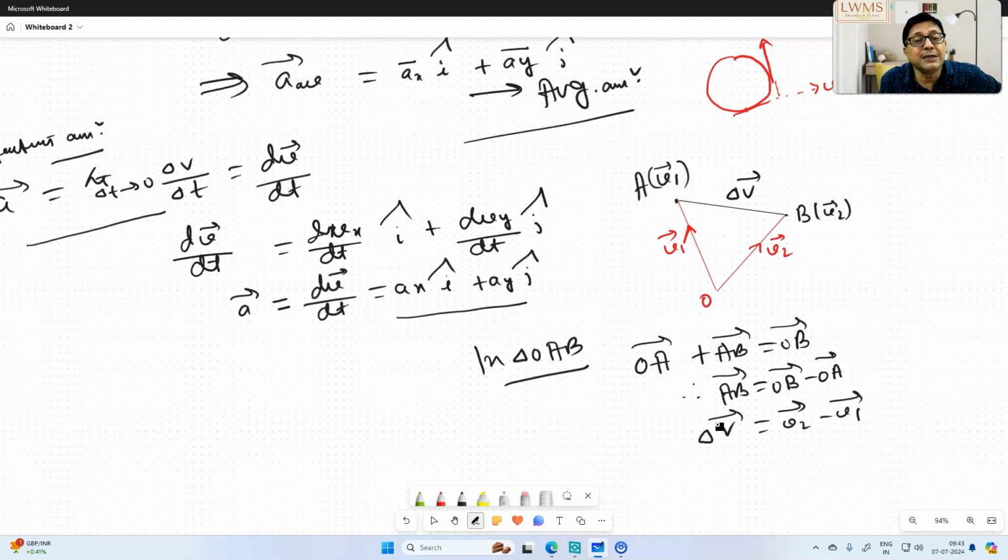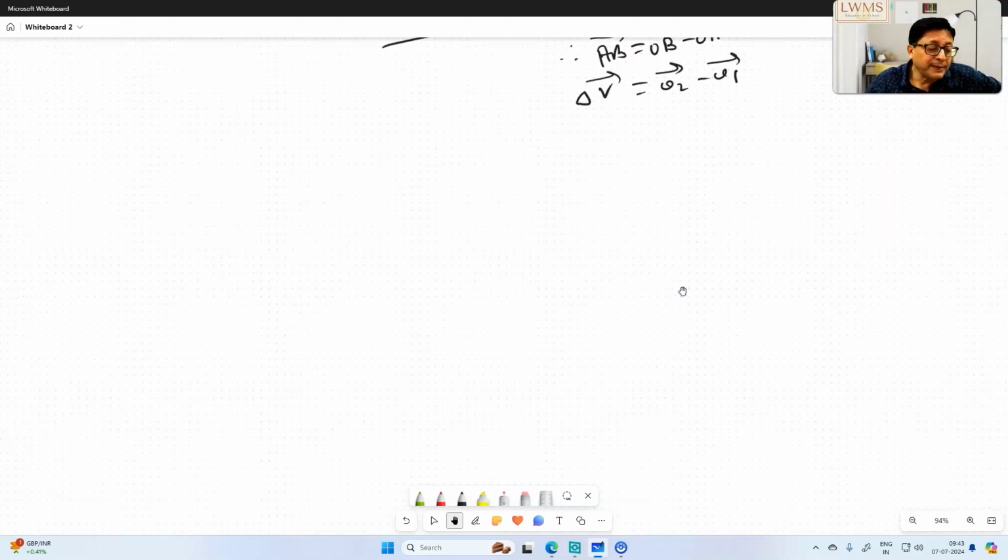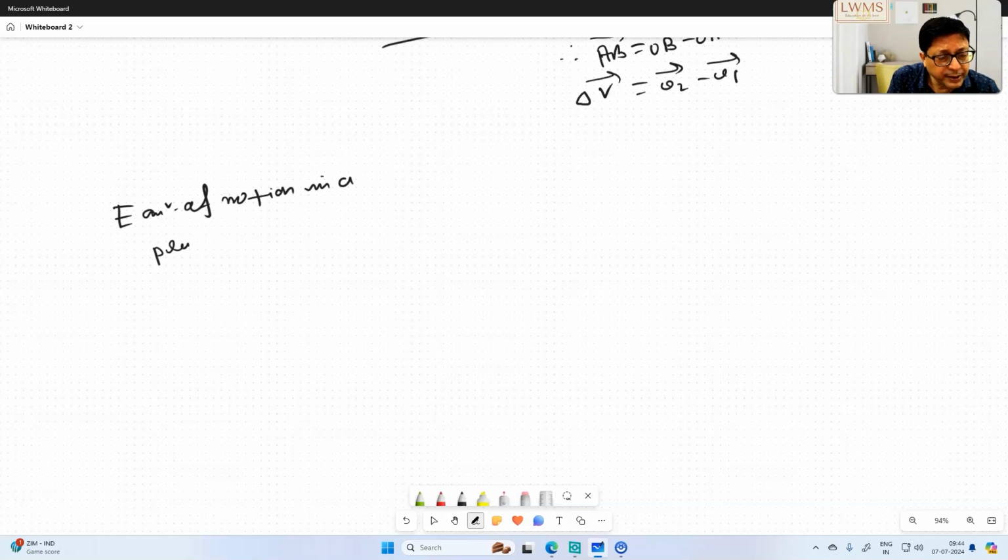Now acceleration, instantaneous acceleration, is also defined. This is the time to apply the concept of all these two-dimensional motions, what we have done theoretically, in the practical field. Practical field means you will find its application in a plane where the particle is moving with constant acceleration. What will be the equation in that case? Okay. So let us write the equation of motion in a plane with constant acceleration.